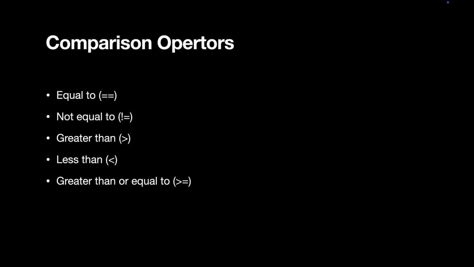Okay, so we also have greater than or equal to and less than or equal to. As the name suggests, if the first value is greater than or equal to the second value, then we'll get a true, otherwise we'll get a false. And same is the case with less than or equal to. If the first value is lesser than or equal to the second value, we will get a true, otherwise false.